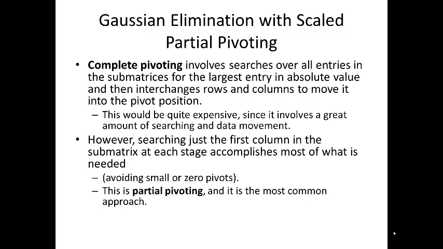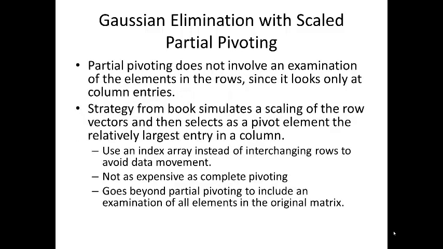Let's take a look at Gaussian elimination with scaled partial pivoting. Partial pivoting does not involve an examination of the elements in the rows, since it only looks at the column entries. The strategy from the book simulates the scaling of the row vectors, and then selects as a pivot the element with the relatively largest entry in the column.